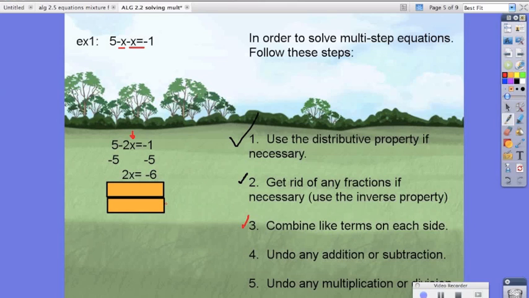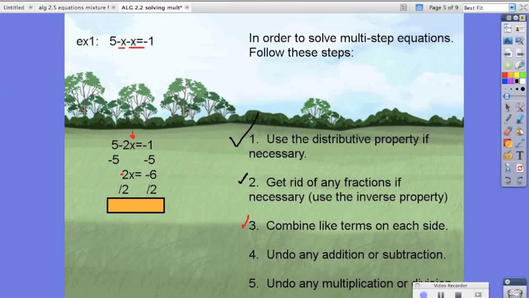Then we're left with -2x equals -6. Notice 5 minus 5 is 0. -2x we did not touch, so actually let me add that negative back in. Equals -1 minus 5 is -6.